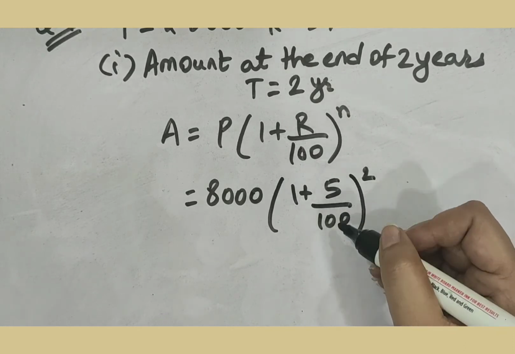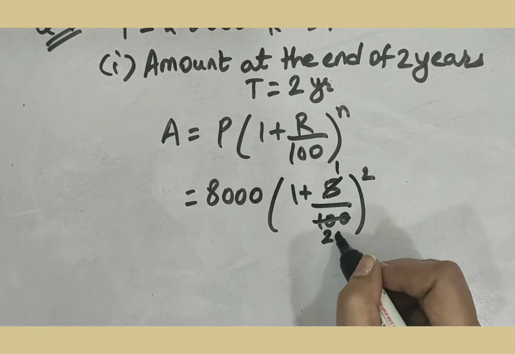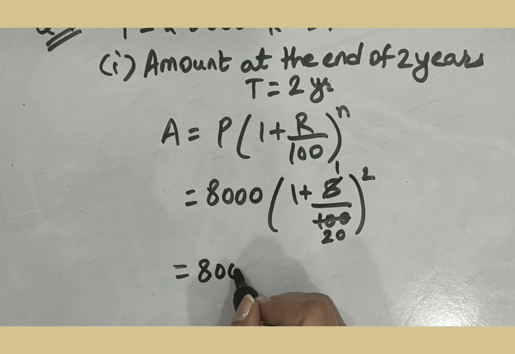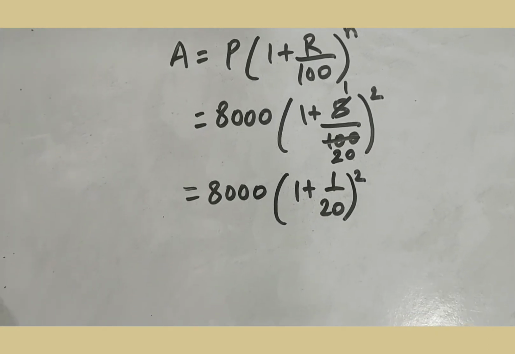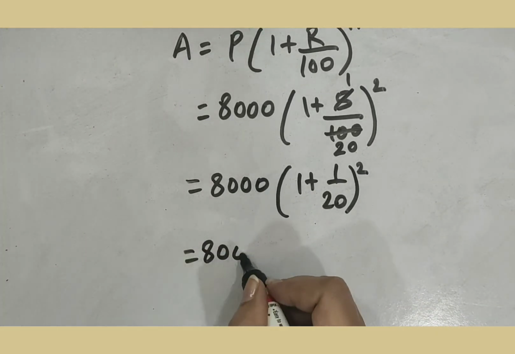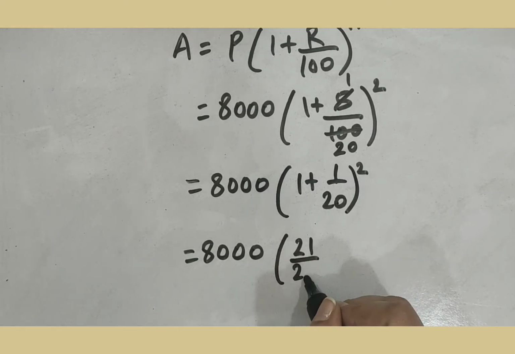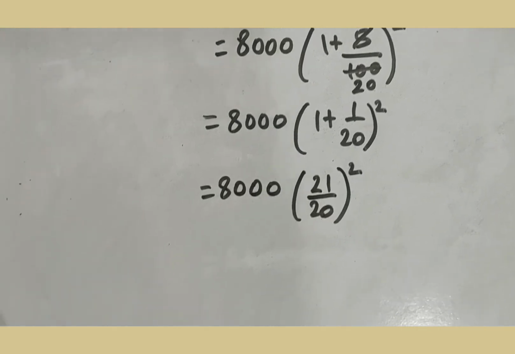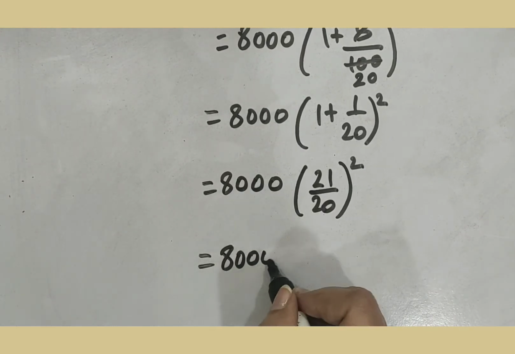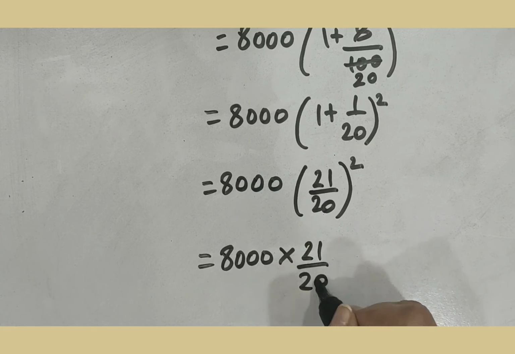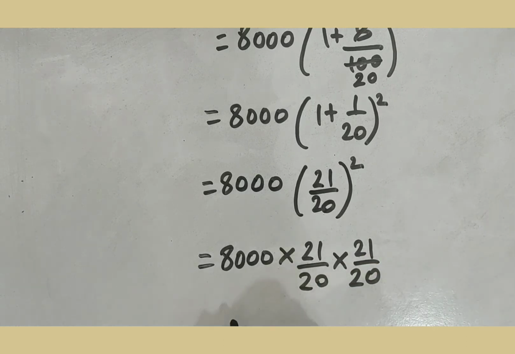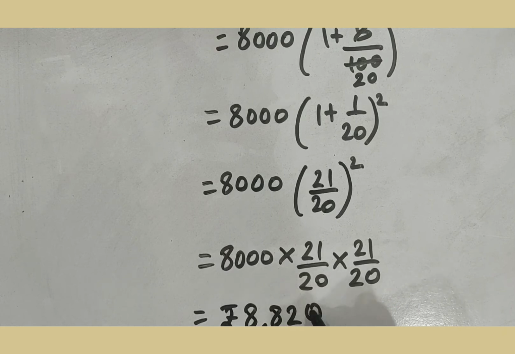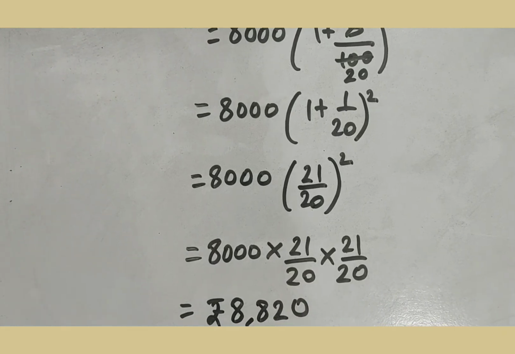Now both are divisible by 5. 5 ones are 5, and 5 twenties are 100, so here I will get 20. So I will get 8,000 into 1 plus 1 upon 20 whole square. Now if I take LCM, I will get 8,000 into 21 upon 20 whole square. So I will write this 2 times. So I will get 8,000 multiply 21 upon 20 multiply 21 upon 20. So I will do all cancellations, and after that I will get amount as 8,820. So this is the amount she got at the end of 2 years.